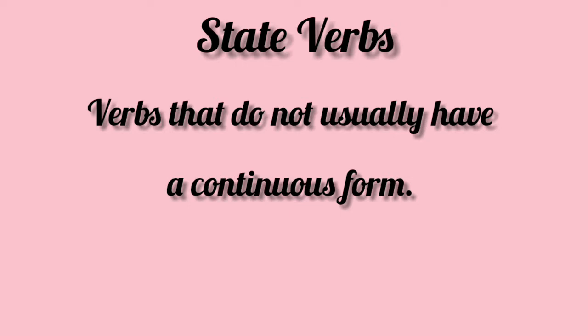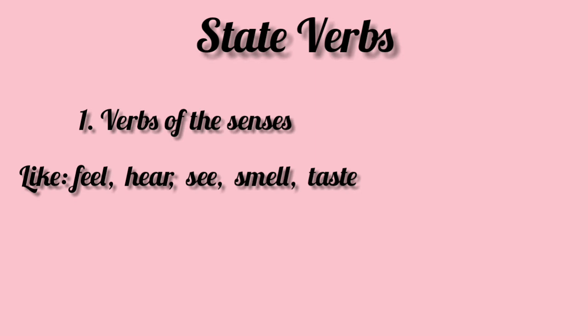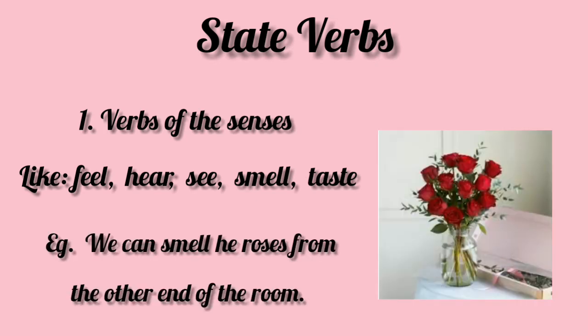Now, state verbs are verbs that do not usually have a continuous form. For example, the verbs of the senses like feel, hear, see, smell, taste do not have a continuous form. We say we can smell the roses from the other end of the room. We can never say we are smelling the roses from the other end of the room.